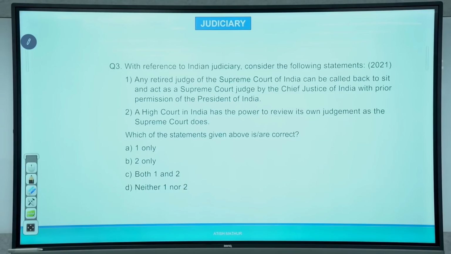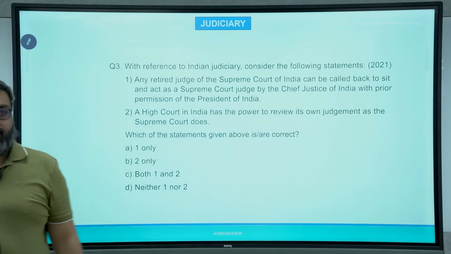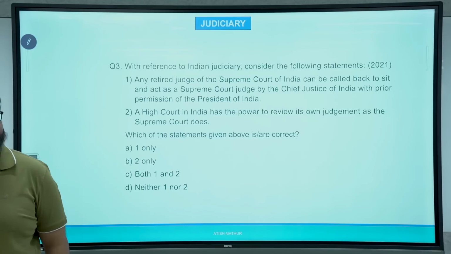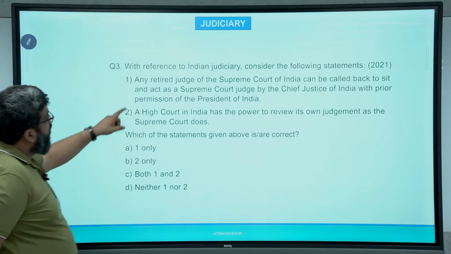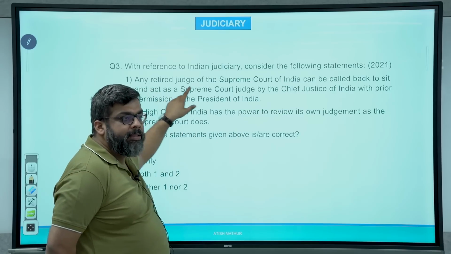So what should the answer be? No. What should the answer be? Are both correct? Yes. Yes or no? Very carefully. The first is correct. Does anyone have a problem with the first? Does anyone have a problem with the first? Any retired judge will be appointed by the Chief Justice with prior permission.